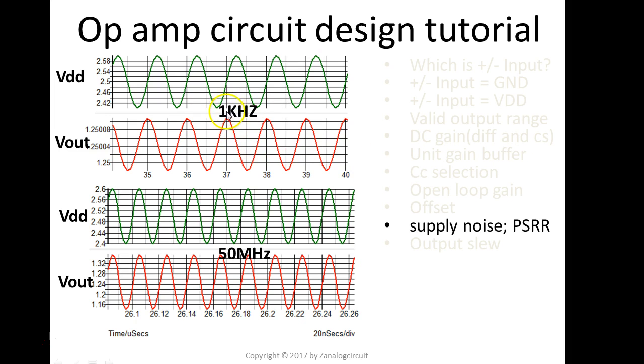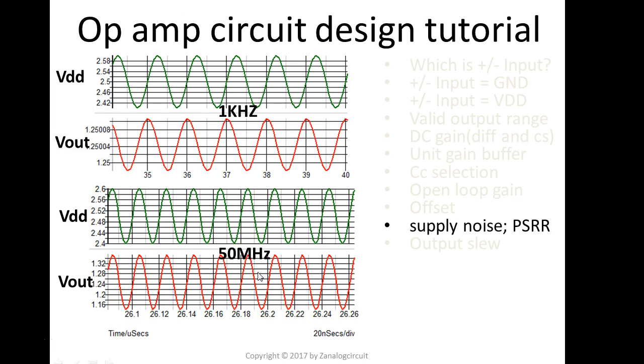For the first case, the 1 kilohertz one, as you can see, the output barely moves around, right? It's very little. It's always around 1.25 volts. It's very little wiggle for the 1 kilohertz noise on the VDD supply. But when the frequency of the noise goes up to 50 megahertz, you're going to see that the output changes quite a bit.